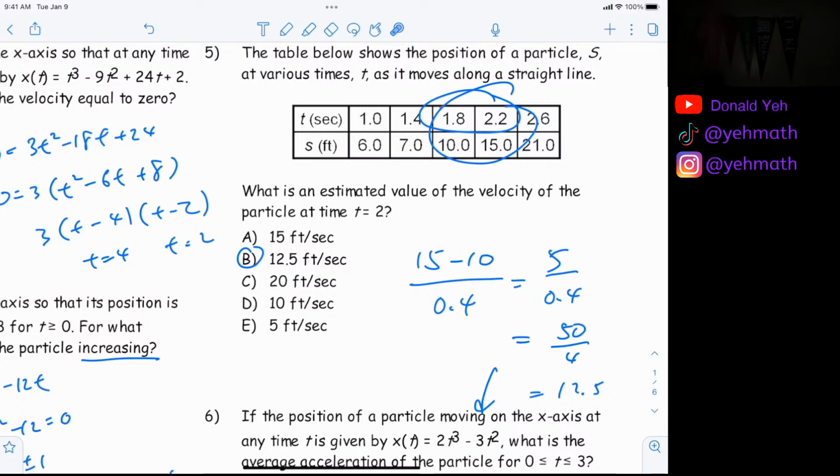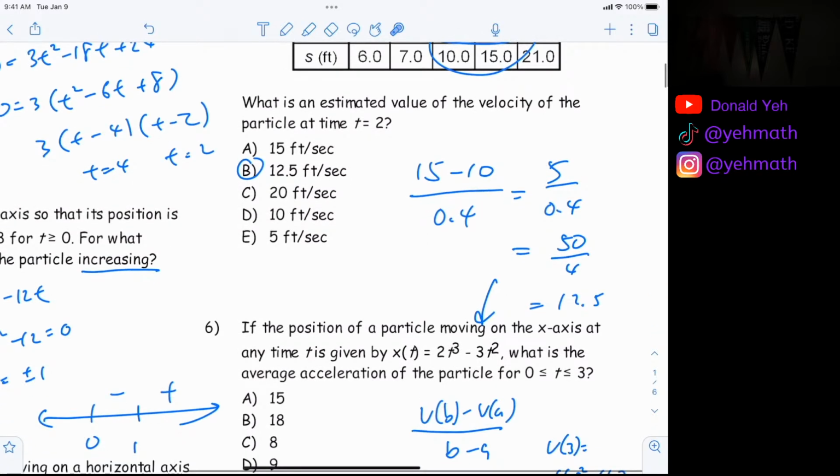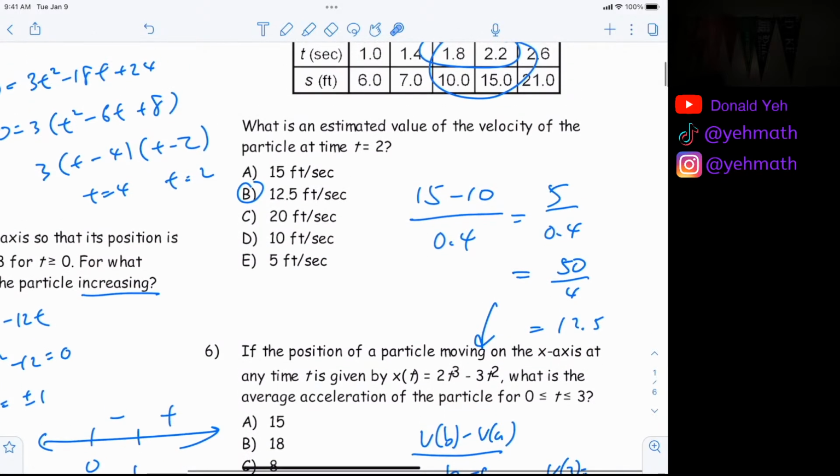Like on other ones, they have the explain question where they ask why, and it'd be like, oh, it's going from negative to positive. Right. But this case is different.